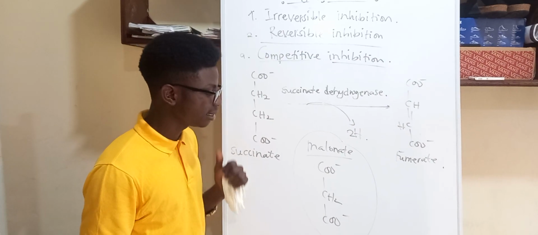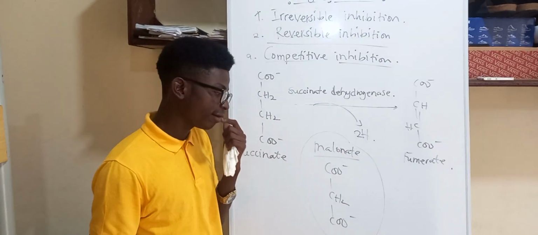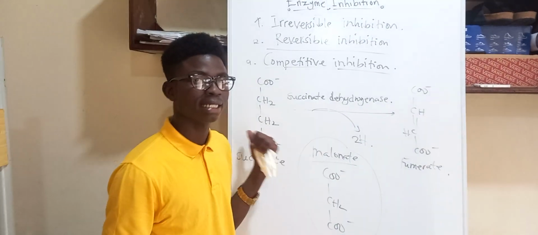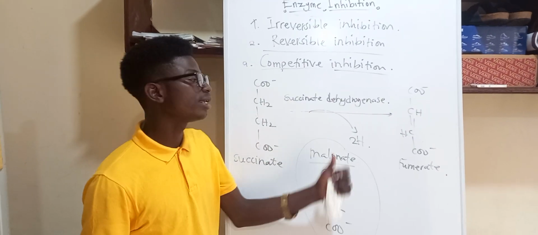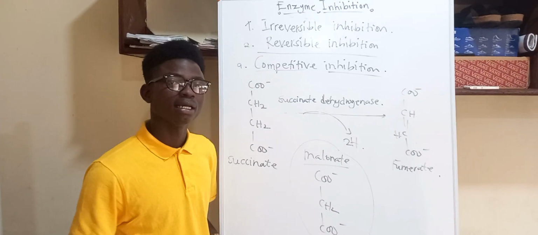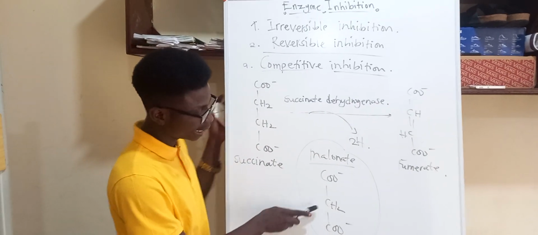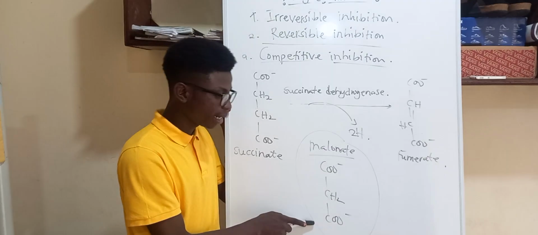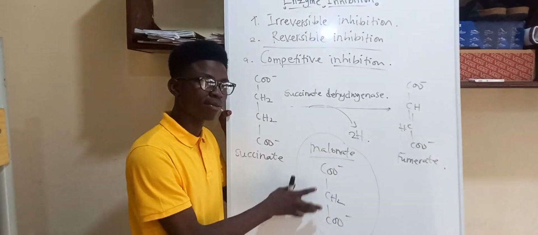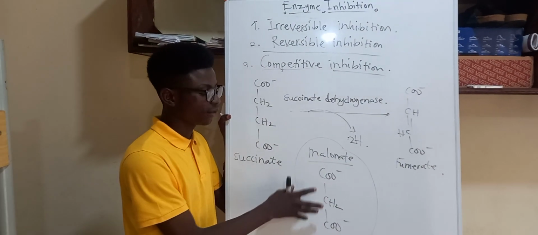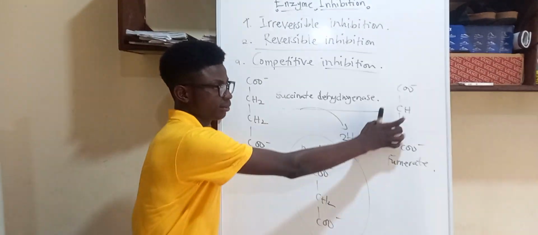Okay, but then someone might ask: if we have an inhibitor with a similar structure to this and it is successfully binding with the enzyme, then why doesn't it just proceed to give us our final product? Now when you look at this here, the malonate doesn't have adjacent carbons containing hydrogens that can be deprotonated to form the pi bonds.